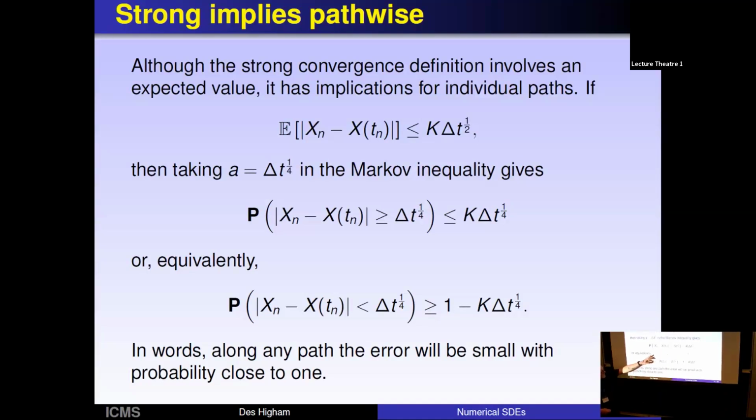Or if you take the complement, then the chance of the error being small along the trajectory is close to 1. Now, when I say small, this is a terrible power. Delta T to the quarter is pretty rubbish. But at least it's telling us something: if you're prepared to take really small time steps, then in a sense you can justify your trajectory. The one that you plot on your computer is close to a trajectory of the exact solution. Okay, so that's one consequence of strong convergence, which I think is what people think of when they talk about strong convergence.